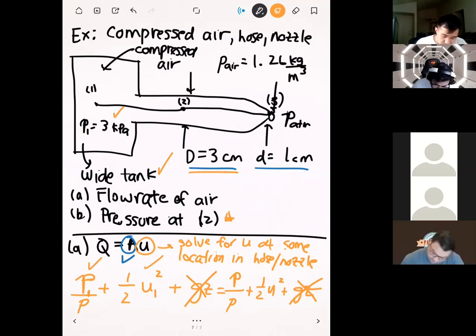Finally, let's look at location 3. At location 3, we don't know the velocity because that's something we want to solve for, but we do know the pressure. The pressure at point 3 is going to be atmospheric pressure, and most of the time we can cancel atmospheric pressure out from our equation. So let's use location 3 for this part of the problem. Since location 3 is at atmospheric pressure, we can go ahead and cancel out that term.